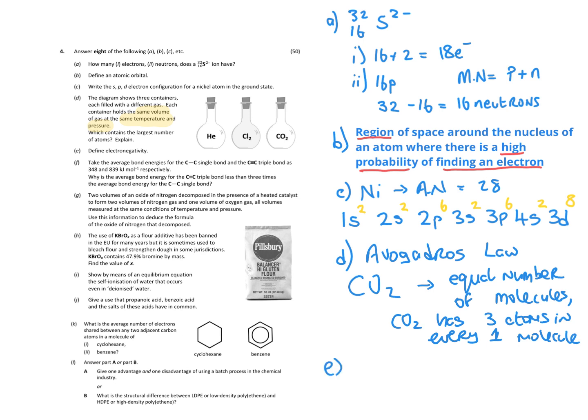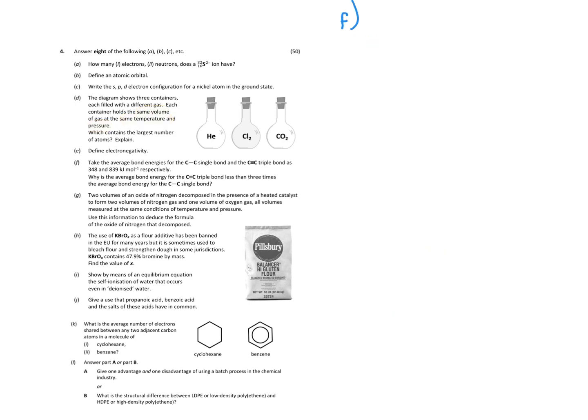Let's move on to part E. Part E asks you to define electronegativity. Electronegativity is the relative force of attraction an atom has for the shared pair of electrons in a covalent bond. So part F is linked with bonding. It says take the average bond energies of a carbon-carbon single bond and a carbon-carbon triple bond, and it asks why the average bond energy of the triple bond is less than 3 times the average bond energy of a carbon-carbon single bond.